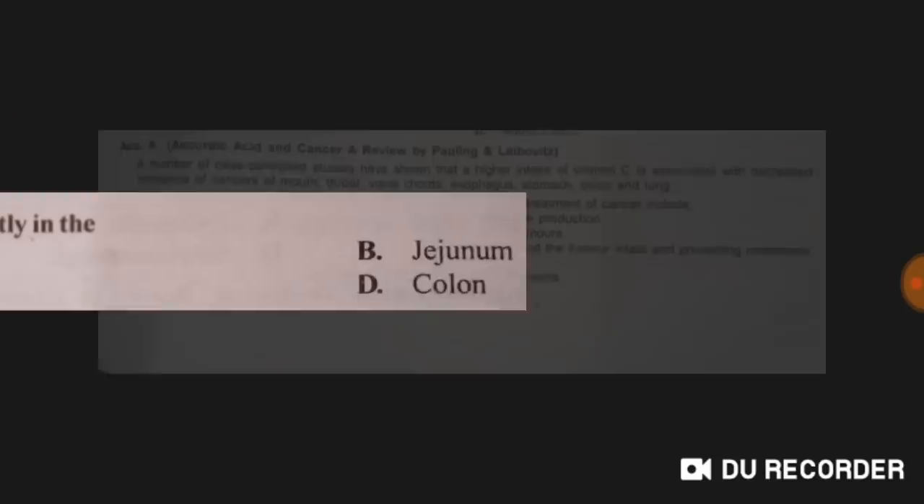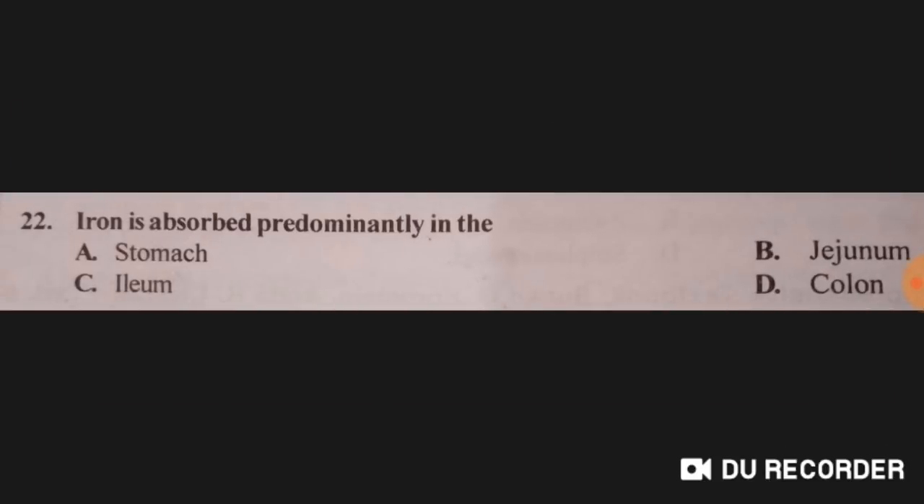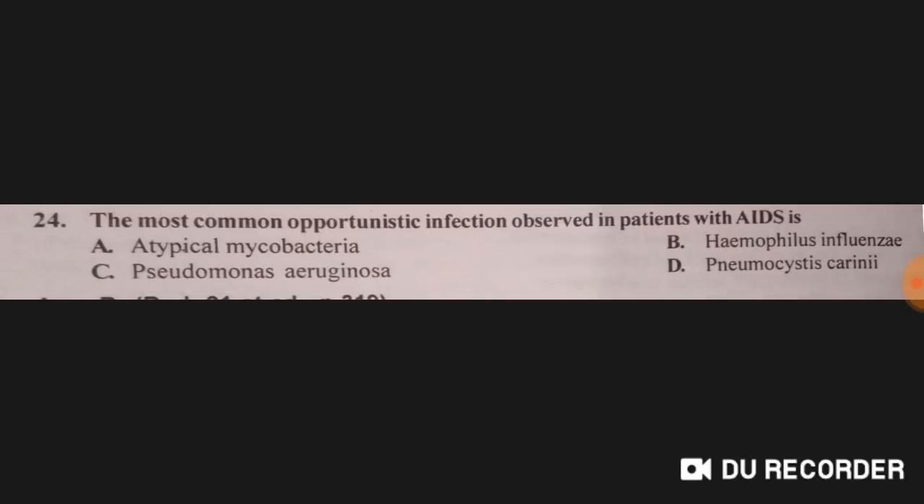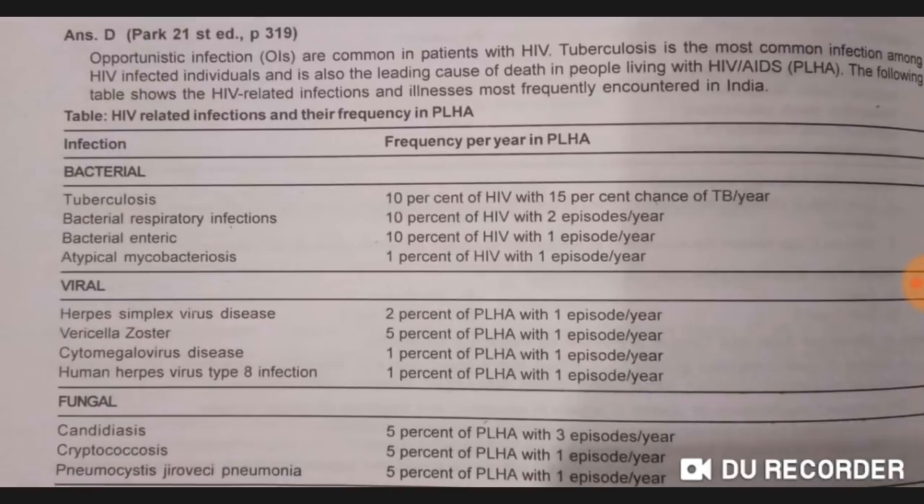Now, iron is absorbed predominantly in jejunum, also in duodenum, but jejunum is the answer. So B is right. Biological value of a given protein depends on amino acid composition alone. C option is right. Now, the most common opportunistic infection observed in a patient with HIV/AIDS is Pneumocystis carinii. D.